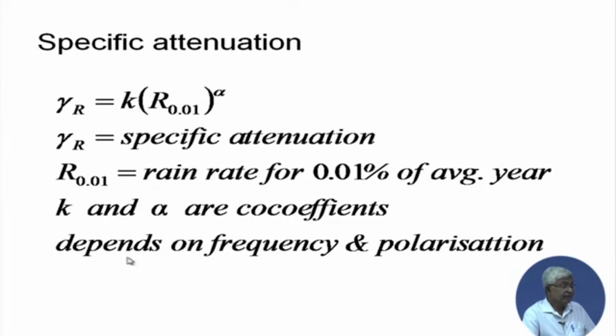So, this k and alpha depend on the frequency and polarization. The details are available in the book. It is just to give you an idea that it varies based on the polarization and the frequency, and of course, the rain rate; the gamma R will change.